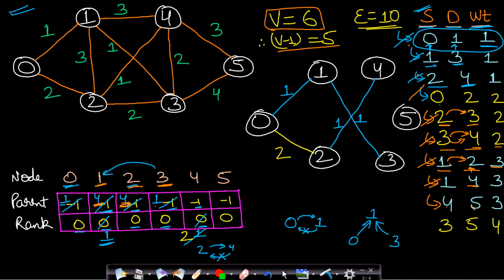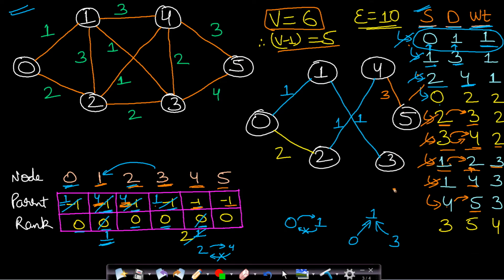Now let's see if we can add this edge from 4 to 5 with weight 3. Now 4 is having absolute parent itself because it is having parent value -1. 5 is having parent value as -1. That means this 5 is the absolute parent of itself. Now this 4 and 5 are having different absolute parents. Therefore by adding this path from 4 to 5 it will not create a cycle because they were present in different sets. So we will add this edge from 4 to 5 having weight 3. Now how many edges have we processed?